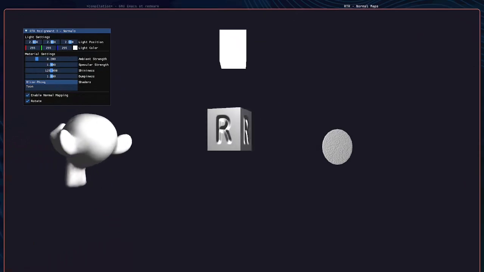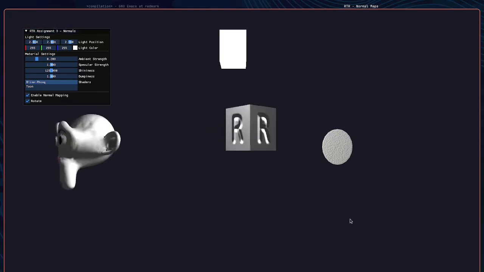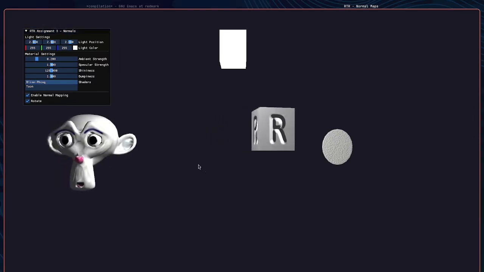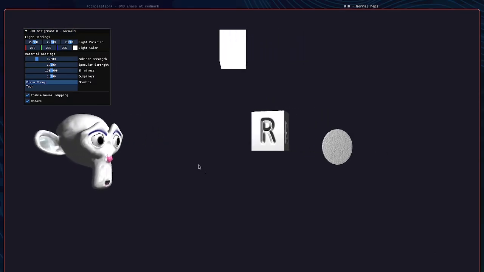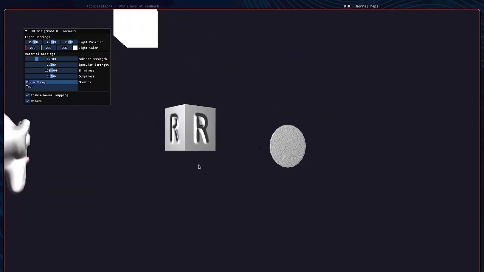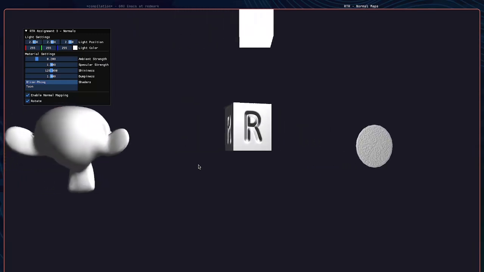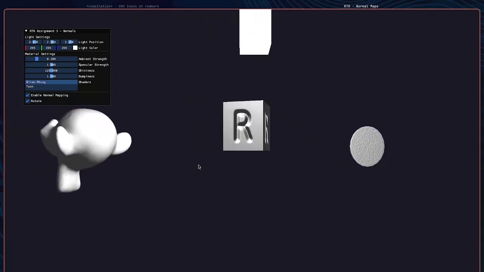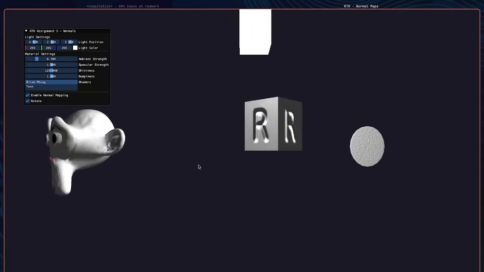Here's my scene with three rotating models demonstrating normal mapping. On the left is Suzanne, center is a cube, and right is a manhole cover. All are rotating to show how normals affect lighting from different angles.